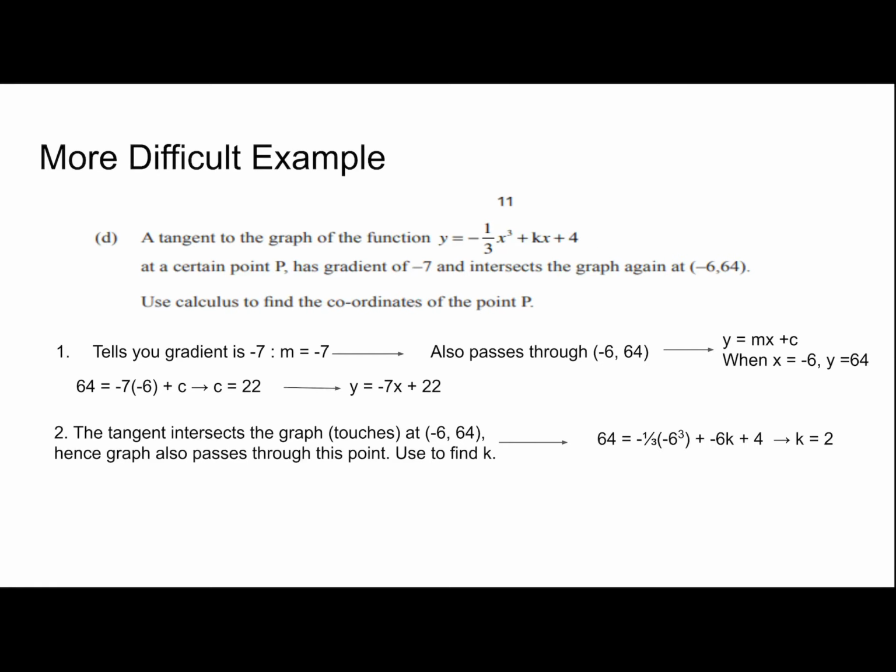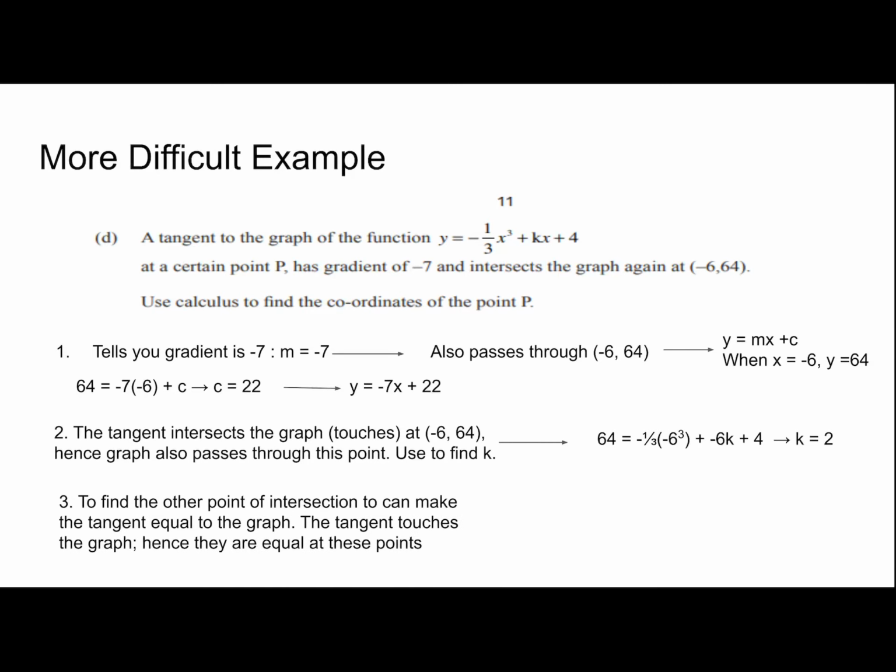Therefore, 64, our y value, equals negative 1/3 of negative 6 cubed plus k times negative 6 plus 4. I haven't done the working for this question, but negative 6 cubed should be negative 216, and a negative times a negative is a positive. It's just simple rearranging of the equation.